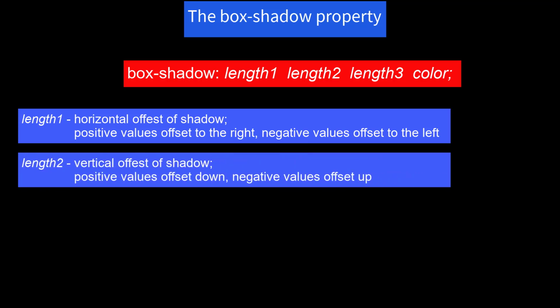Length 2 is the vertical offset of the shadow. Positive values offset a shadow down. Negative values offset a shadow up.